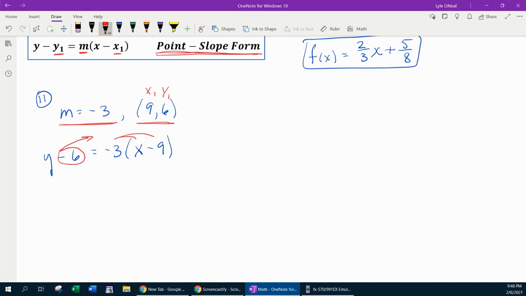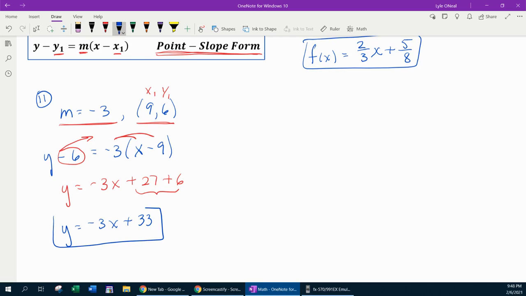So we need to distribute the -3 and move the -6 over. That'll get the y by itself. And using the distributive property, that's going to give us -3x. Negative times a negative, that's a plus 27. Plus 6, because the -6 comes over. And then we need to CLT. We need to combine like terms. -3x plus 33. And there is the equation in slope-intercept form.